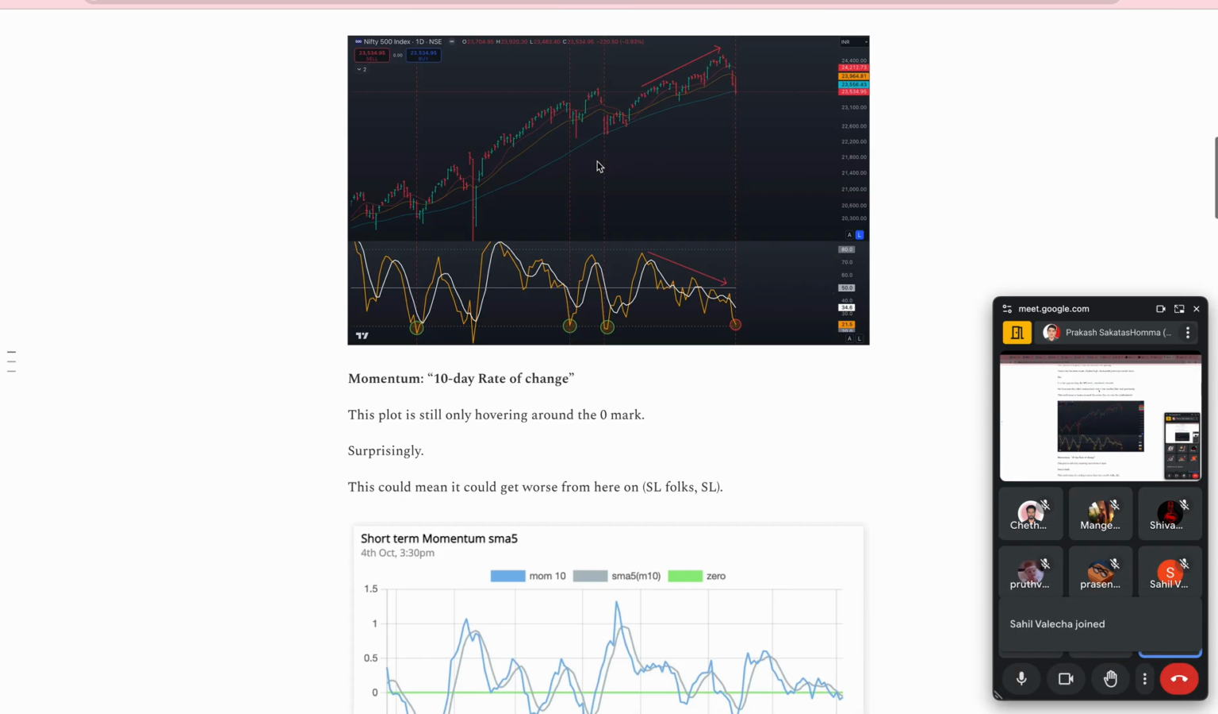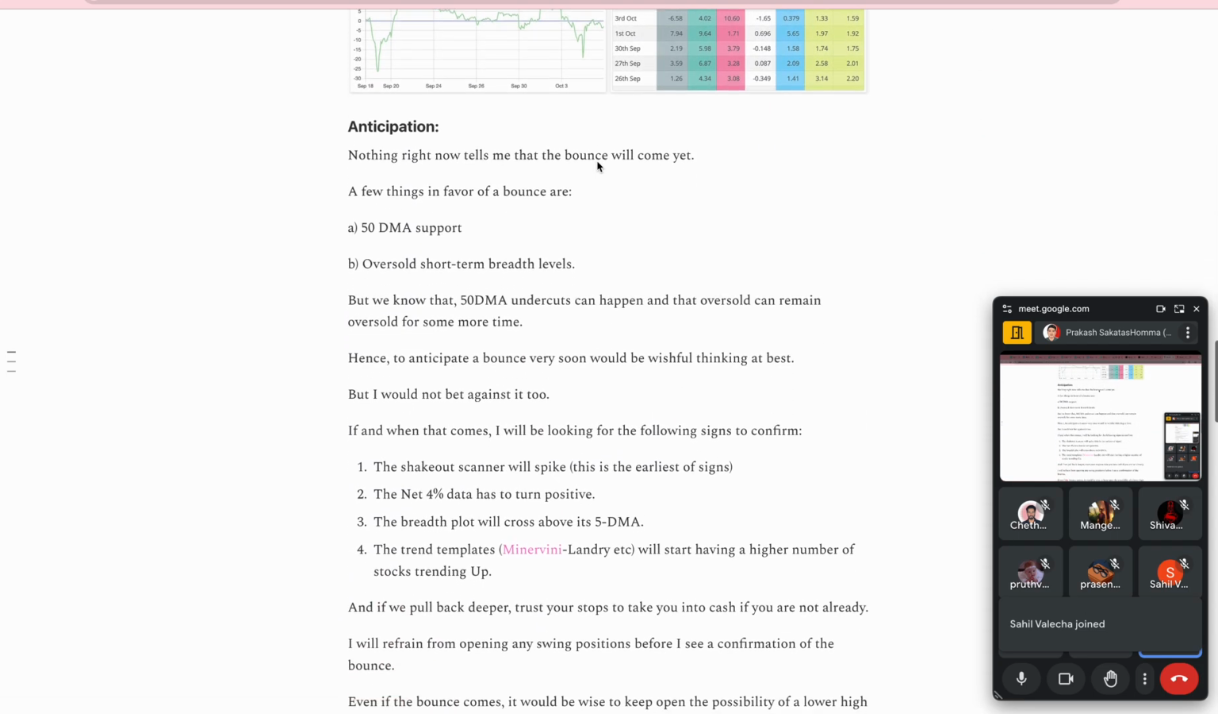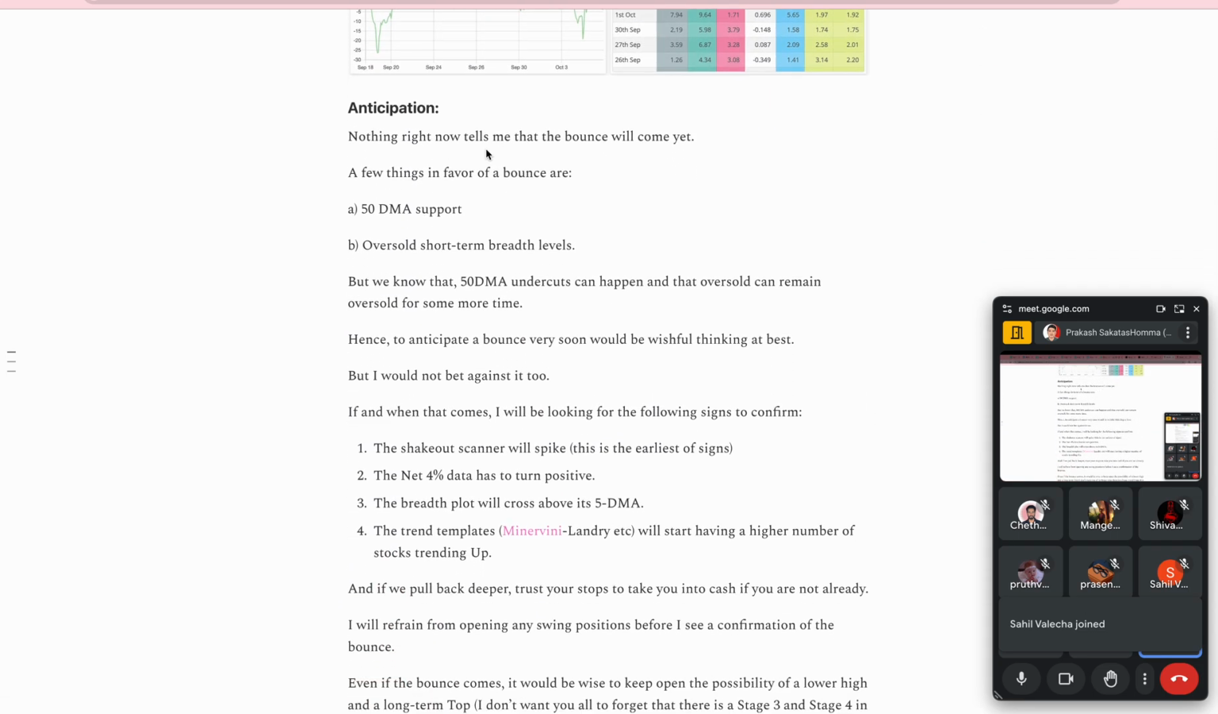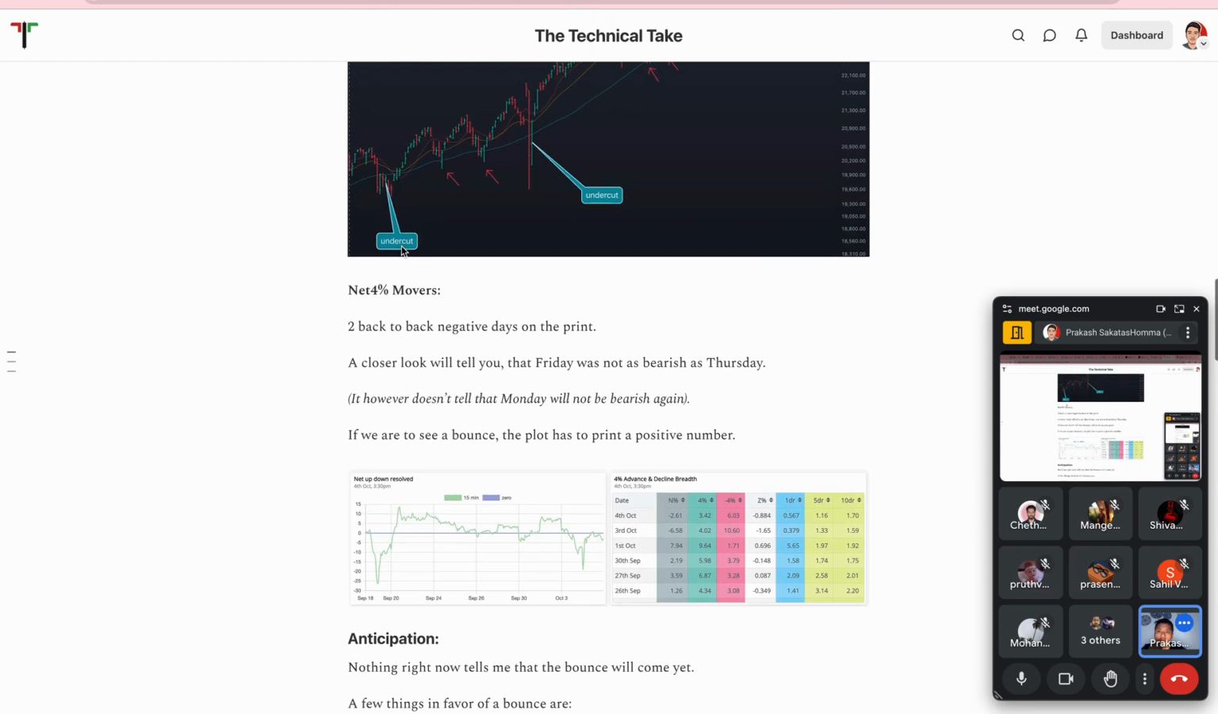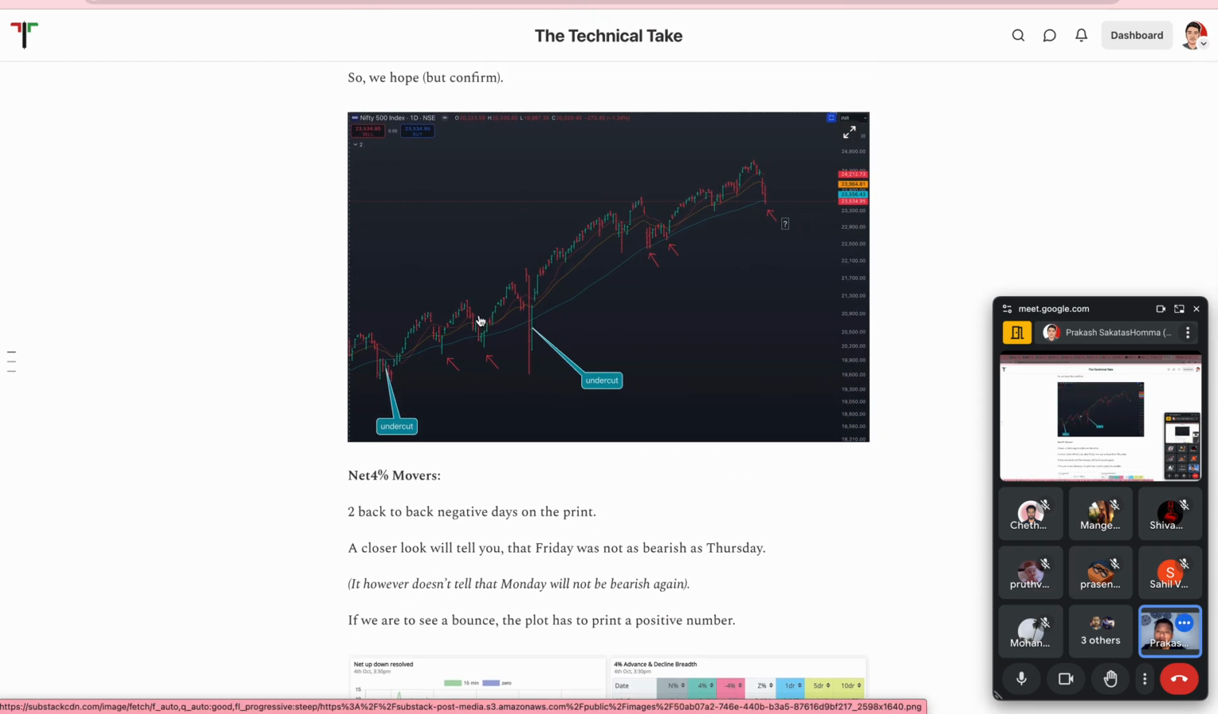So what my reading was: nothing right now, nothing in the Friday close told me that the bounce will come yet. But there were a couple of things which worked in favor of the bounce coming. One was that most indices were at the 50 DMA support, and I will show you very soon what it is. So for example, this one, most of the time the 50 DMA had been the support.